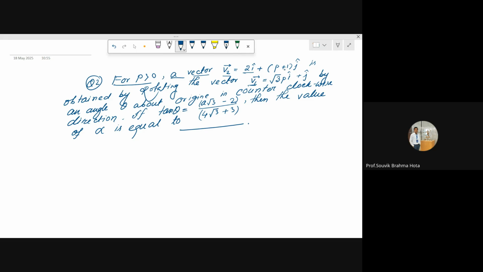Now if tan theta is given as (root 3 minus 2) divided by (4 root 3 plus 3), then the value of alpha in this case, sorry, this one will be alpha, this is alpha root 3. Tan theta is equal to alpha root 3. So therefore you need to find out this alpha. This alpha has to be found out.